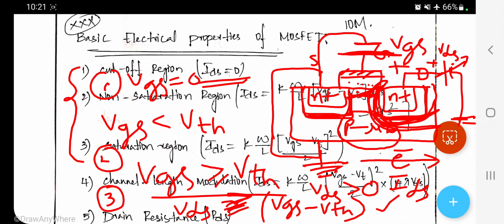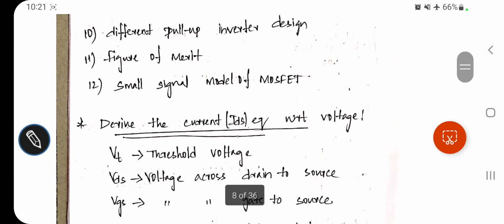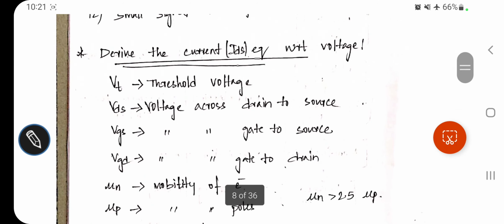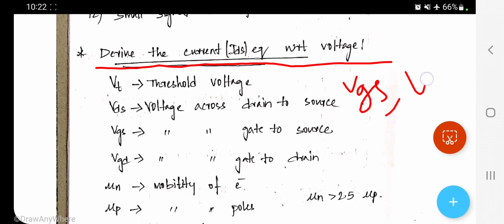These are the three regions of operation we have: cutoff region, non-saturation region, and saturation region. We'll see how we get the equations for this IDS current. Here we have the derivation which gives the relation between the IDS equation and the voltages. Since here we have VGS applied to form the channel and VDS applied for moving the electrons.